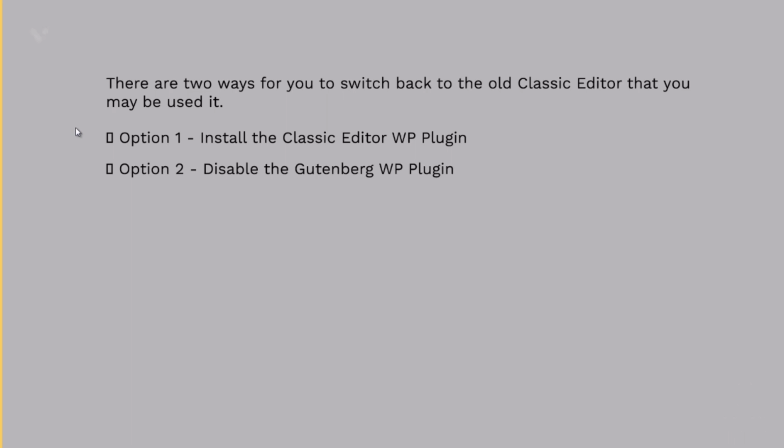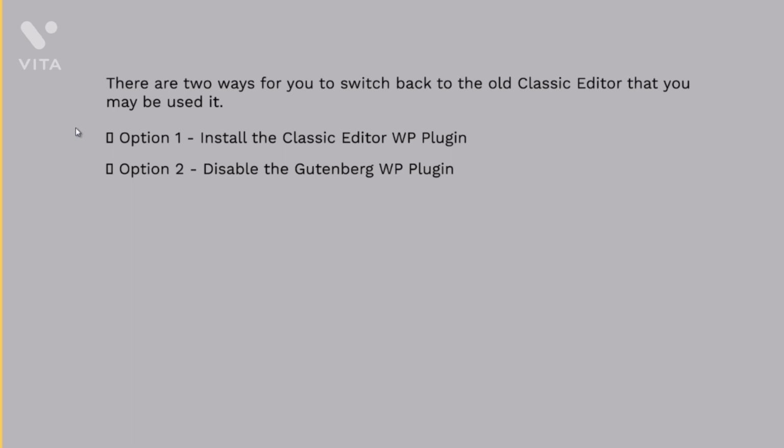But nowadays, from now on, all of the WordPress updates include the Gutenberg editor built into it. So if that's the case, you will need to use option 1. Option 2 is very obvious. If somebody installed the Gutenberg WordPress plugin, they would simply need to disable it. So what I'm going to do now is to show you how to install the classic editor WordPress plugin.